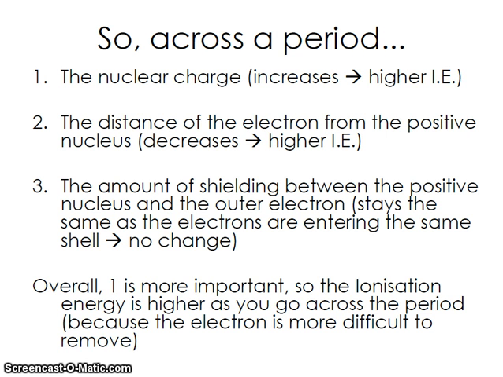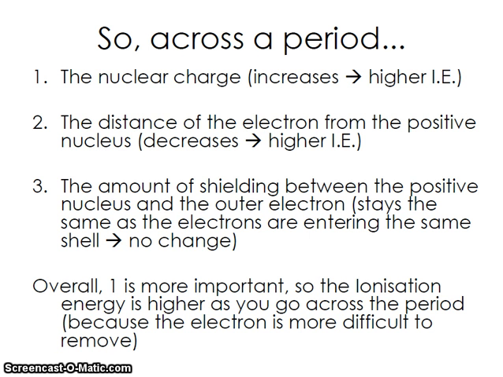So the next trend you need to worry about is going across a period. So going across a period, the nuclear charge increases. This would tend to give us a higher ionisation energy. The distance of the electron from the positive nucleus goes down. As you go across a period, the atomic radius decreases. So this would tend to lead to a higher ionisation energy because the electron's slightly closer to the positive nucleus, so it's going to be more difficult to remove it.